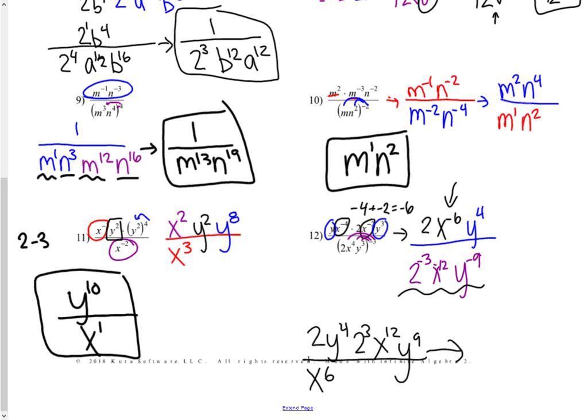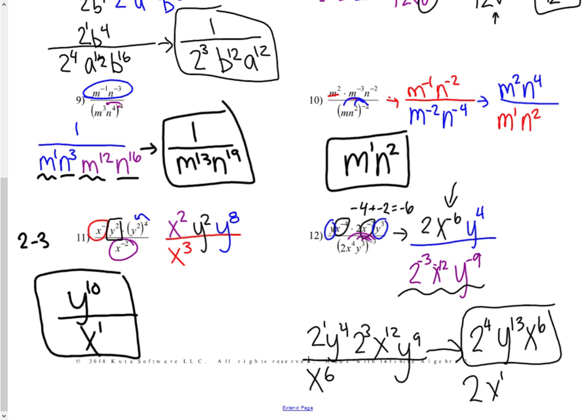Now I can combine all of my like terms. 2 to the 1st times 2 cubed gives me 2, adding our exponents, to the 4th. Y to the 4th times y to the 9th gives me y to the 13th, adding those exponents. X to the 12th over x to the 6th, remember we subtract when we divide. 12 minus 6 is 6. So that's my final answer.